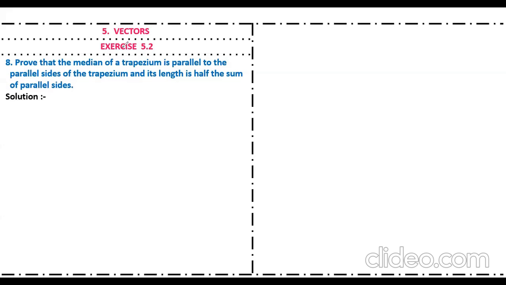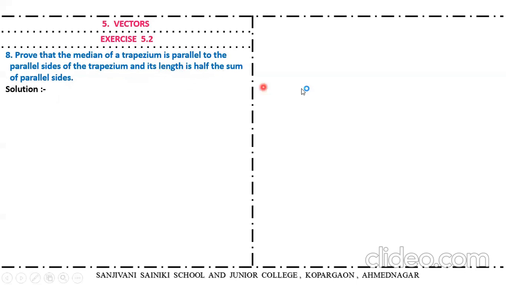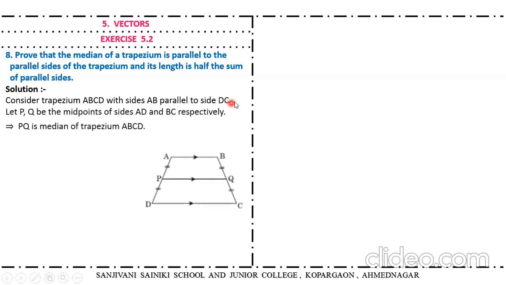Now, the next example is prove that the median of a trapezium is parallel to the parallel sides of the trapezium and its length is half the sum of the parallel sides. Already you have proved this theorem in the Cartesian form. How to prove this? Consider a trapezium ABCD with side AB parallel to the side DC. This is your trapezium ABCD. AB is parallel to DC and AD and BC are not parallel.